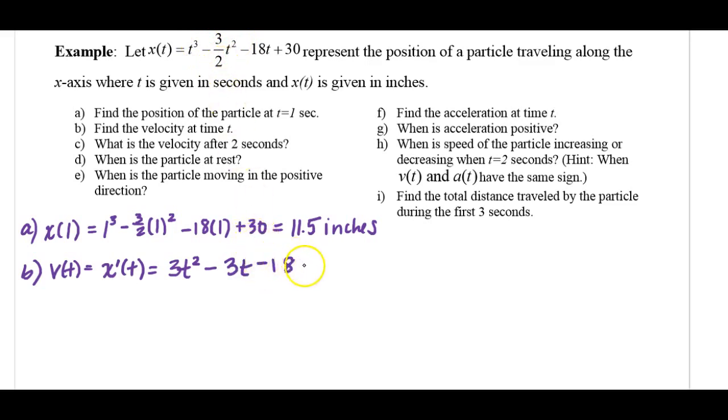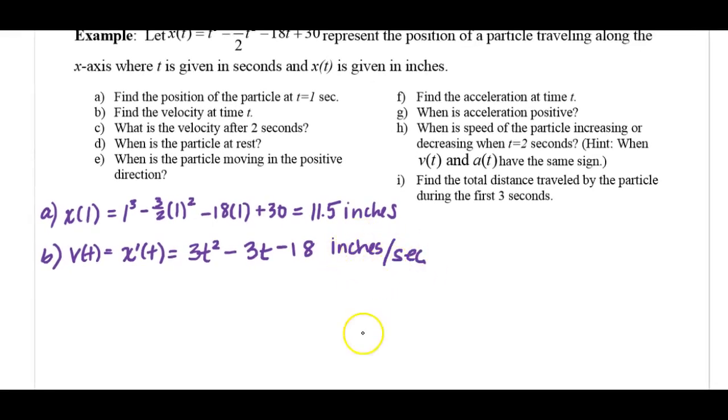So there's my velocity function, and I should include units. My velocity is a rate, so the rate is going to be in inches per second. So this quantity over the time.